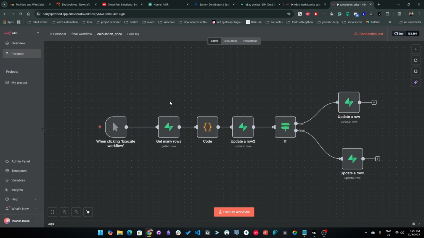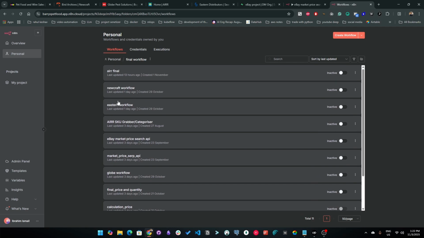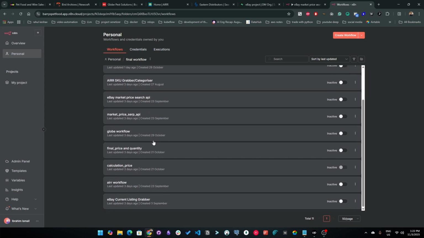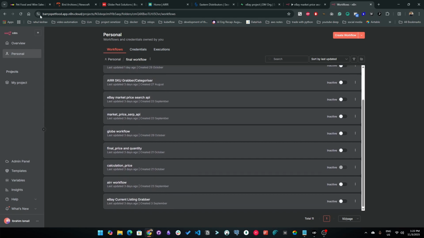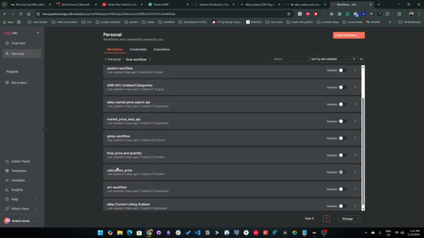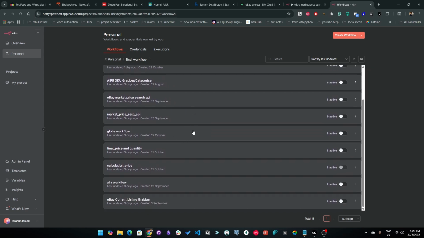This gets all the price data from Supabase, does the calculation, and updates it again. Other workflows I can't show due to some confidentiality issues. This one gets all the data from eBay. So these workflows get all the data from eBay, and this workflow pushes data back to eBay. There are four like this. So that is the whole project end to end.